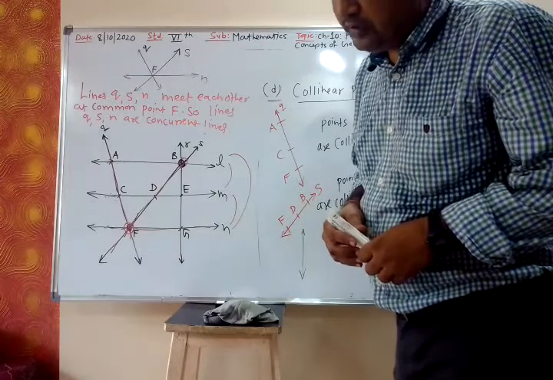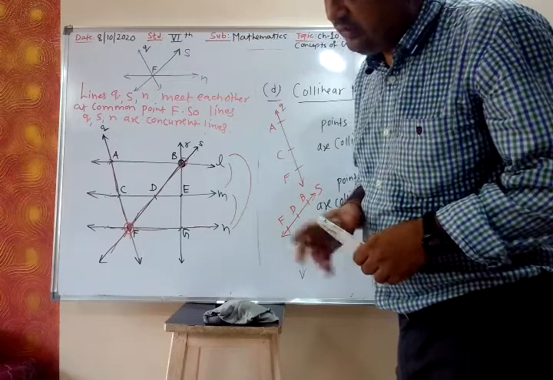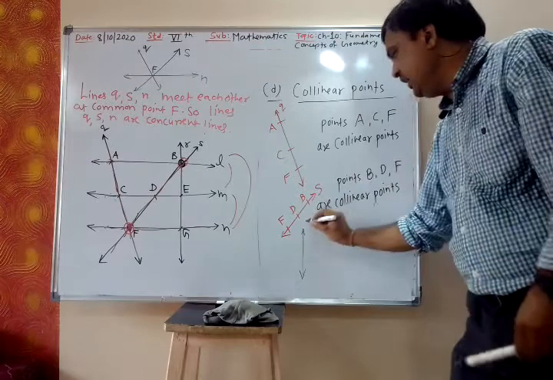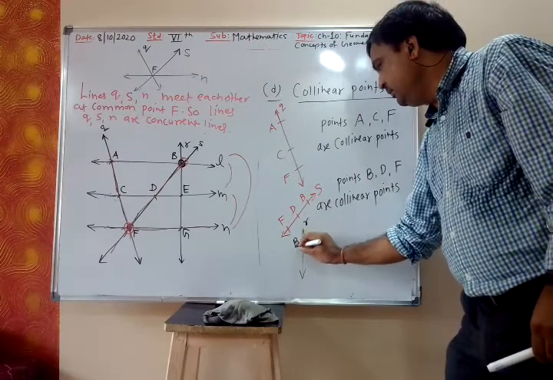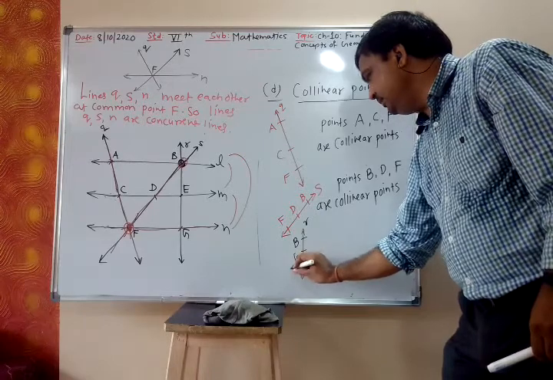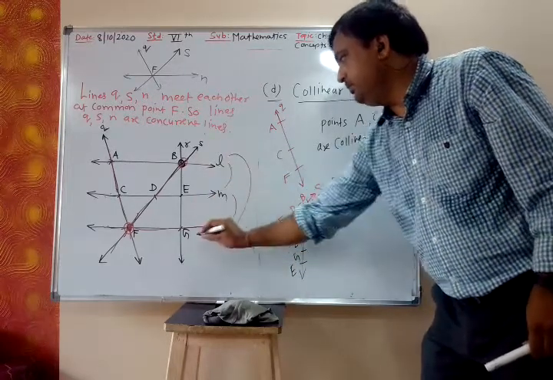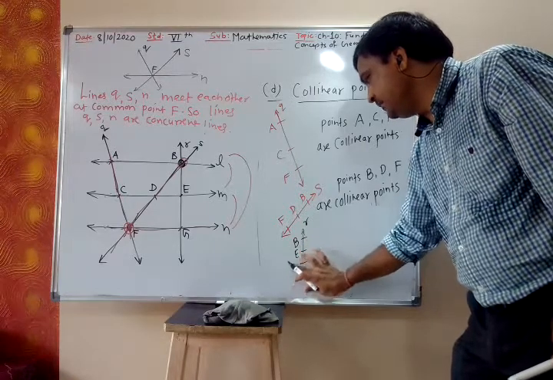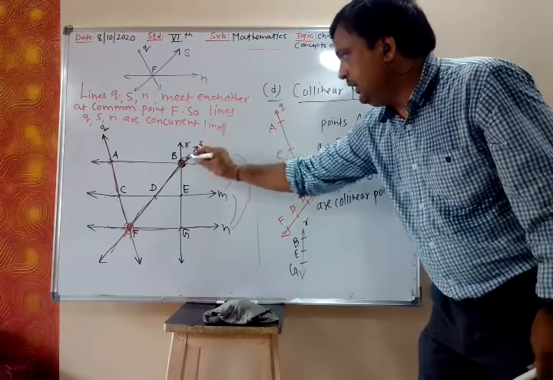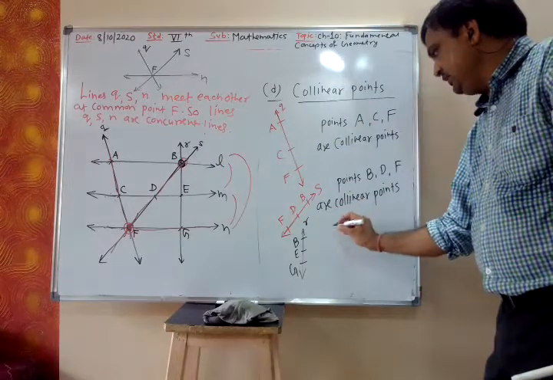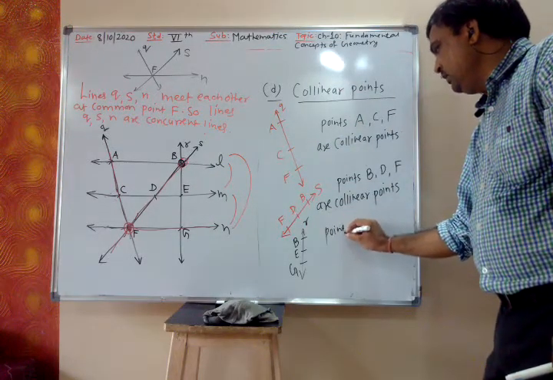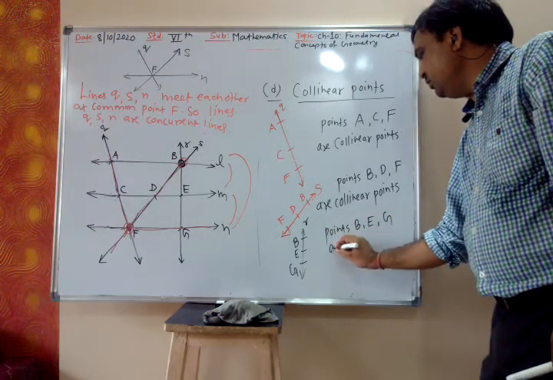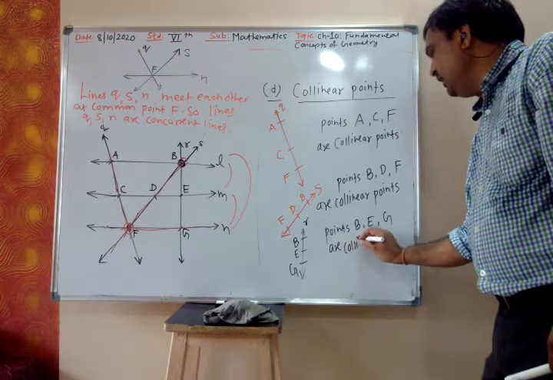Now, which points are collinear? On line R, the points are B, E, G. Points B, E, G are collinear points because they lie on the line R.